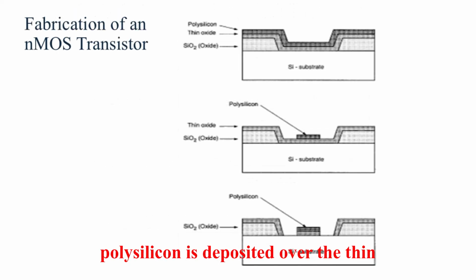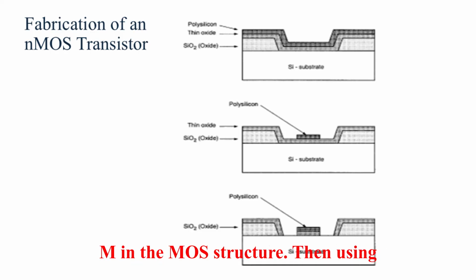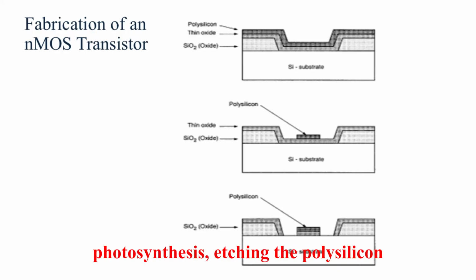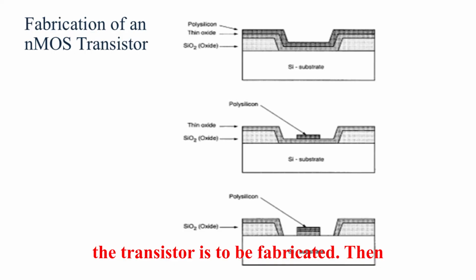After that, a layer of polysilicon is deposited over the thin SiO2 layer. This polysilicon would act as the M in the MOS structure. Then, using photolithography and etching, the polysilicon layer is removed from the area where it is not required. Polysilicon is required only for that part where the gate terminal of the transistor is to be fabricated.